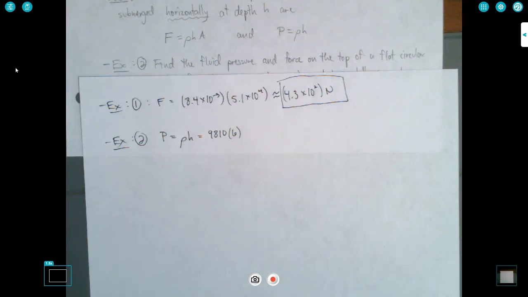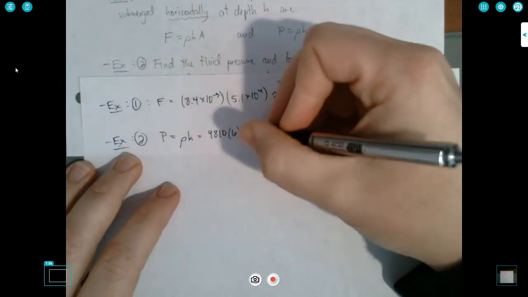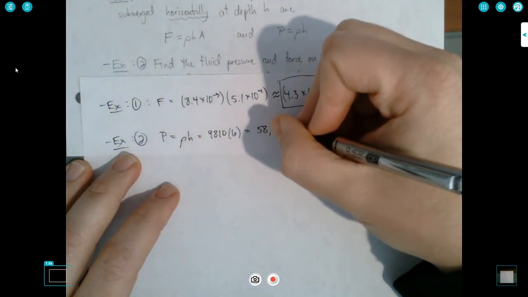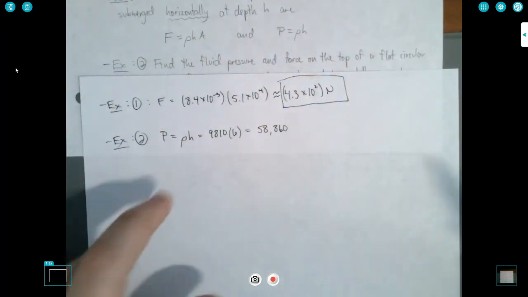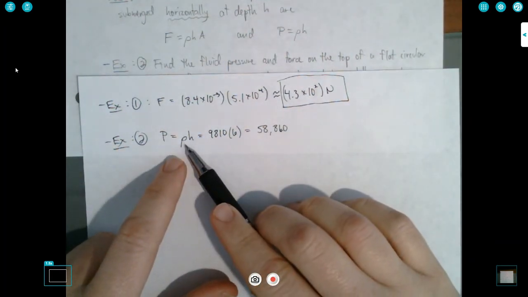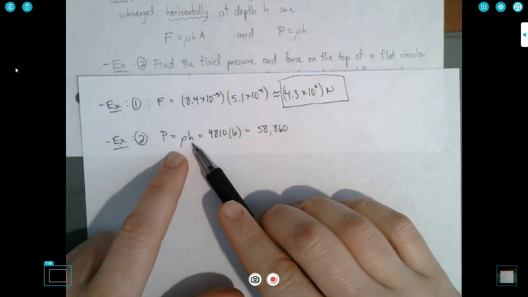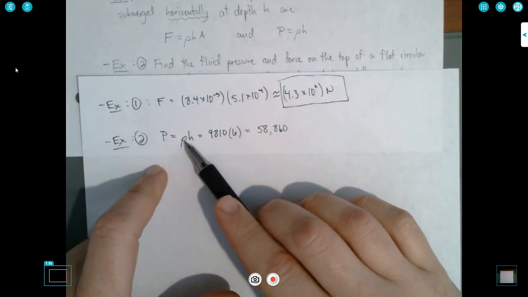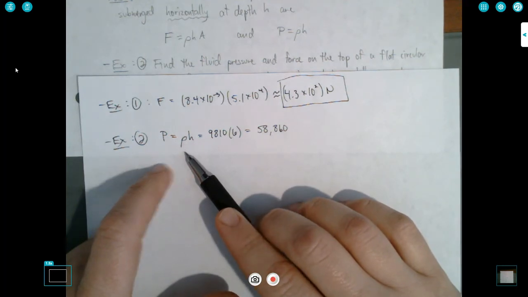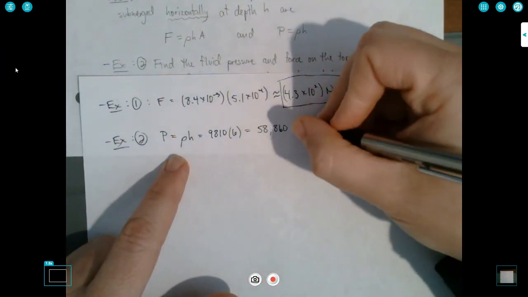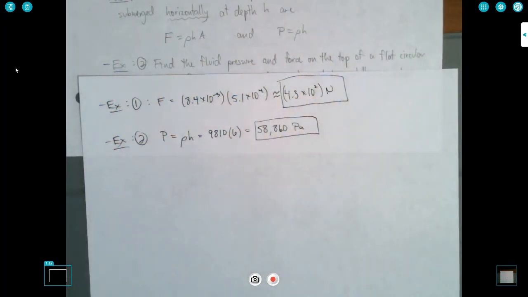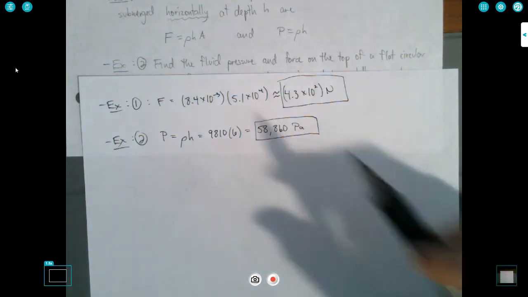So you punch that into your calculator, you should get 58,860. And if you think about the units here, the weight density was given to us in newtons per meter cubed, and then the depth was given to us in meters. So when you multiply those together, these meters cancel one of those meters and leave newtons per meter squared, which is pascals, right? And that's good because pascals are a unit of measurement for pressure, so that's exactly what we want. So there's the fluid pressure.